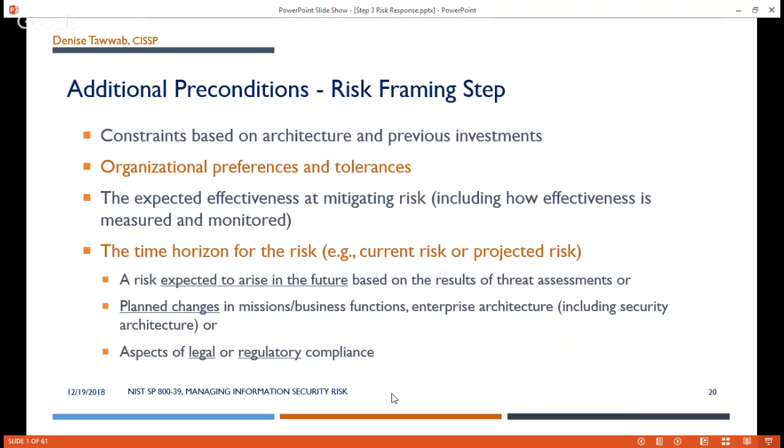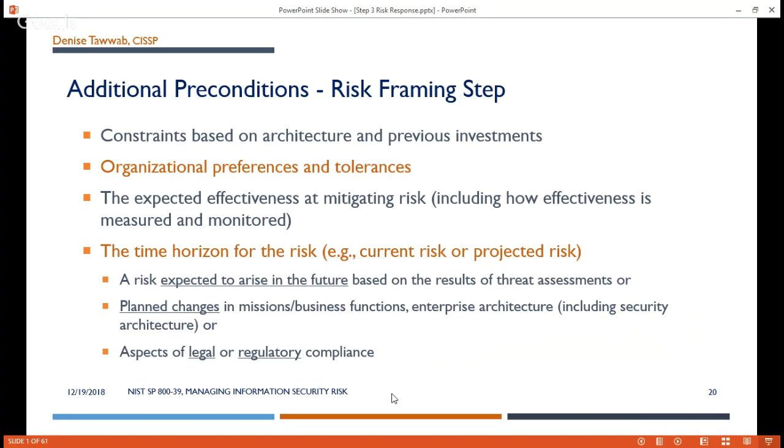Additional preconditions from the risk framing step, constraints that are based on architecture and previous investments. If you're running legacy systems, some of the controls won't work and you'll have to do compensating controls. Organizational preferences and tolerances. Is your organization let's get the latest and greatest technology, or are they taking a more conservative approach? That will impact the risk responses that you choose.